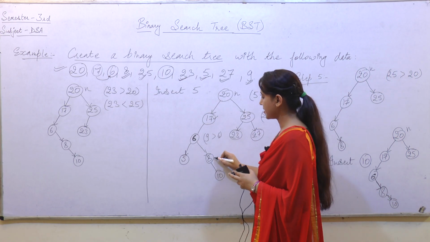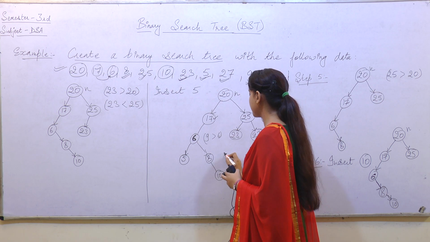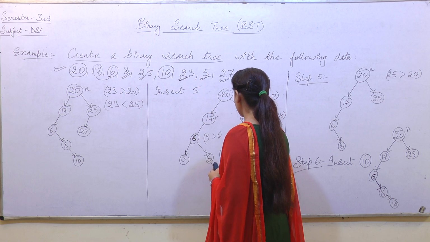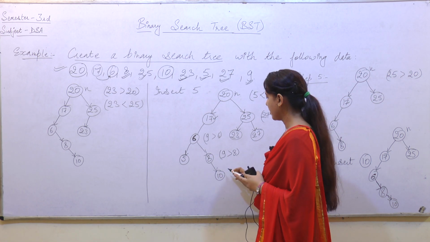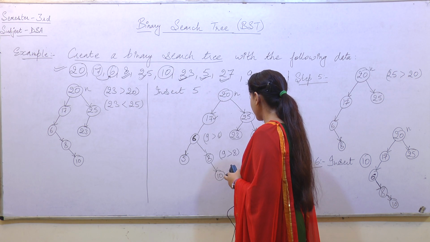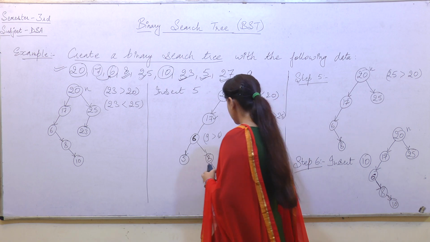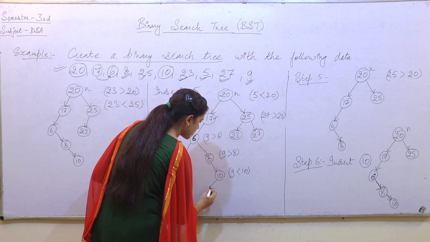The right side contains 8 as the next node. Now we will compare 8 with 9. So 9 is greater than 8. So we will further move towards the right side of our node 8. Here we will compare 9 with 10. So 9 is less than 10. That gives us that 9 should be inserted on the left side of our node 10.